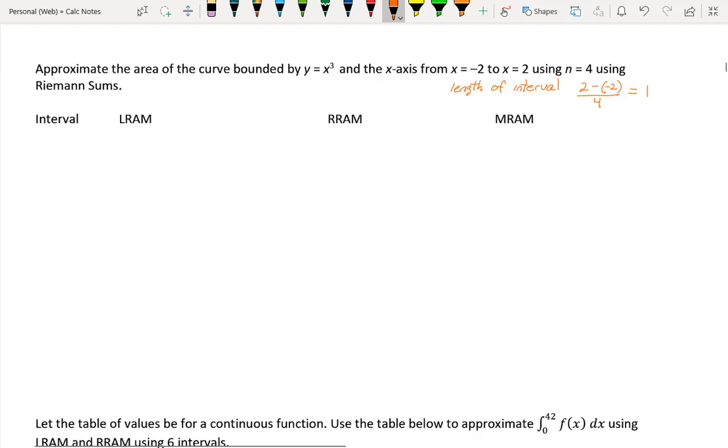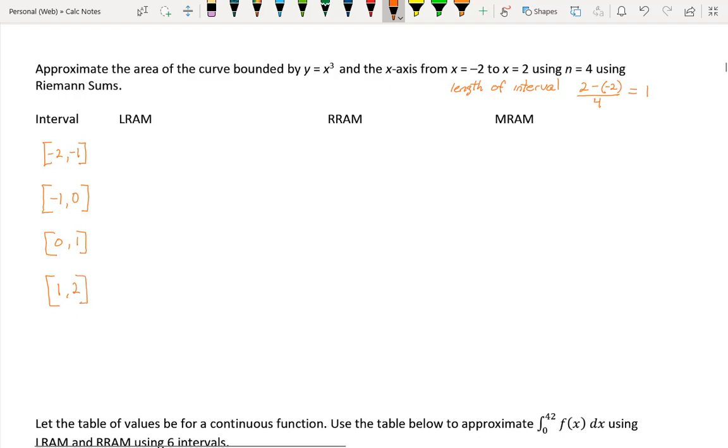So each of these intervals has a distance of 1, which means my first interval is going to go from -2 to -1. My second interval is going to go -1 to 0. My third interval is going to go 0 to 1. And my fourth interval is going to go 1 to 2.